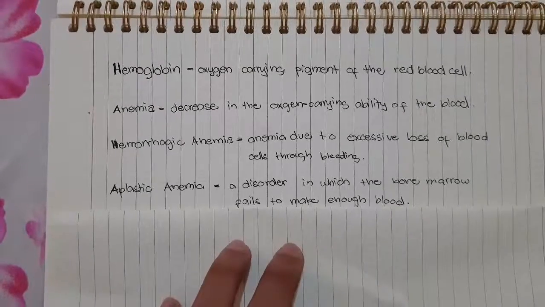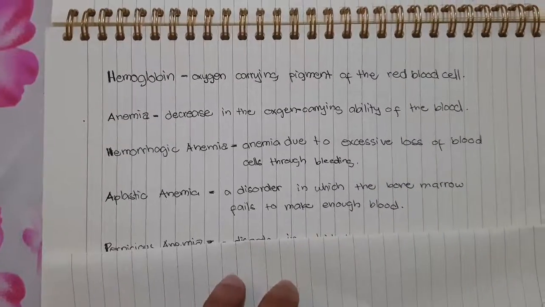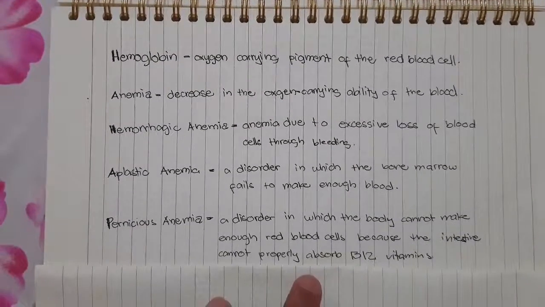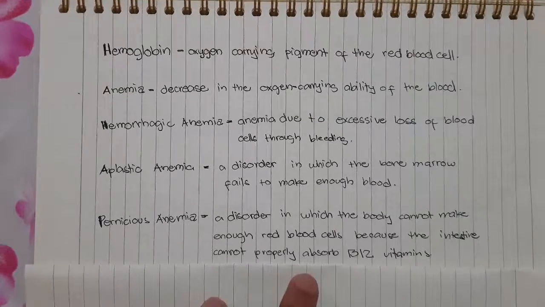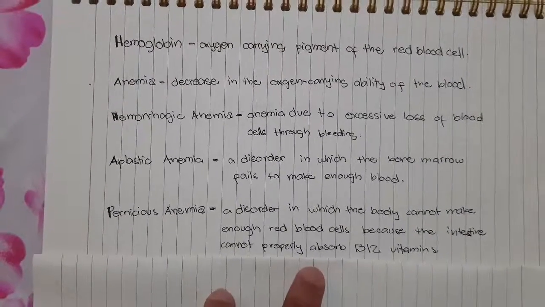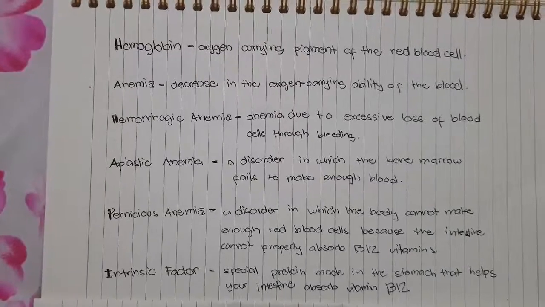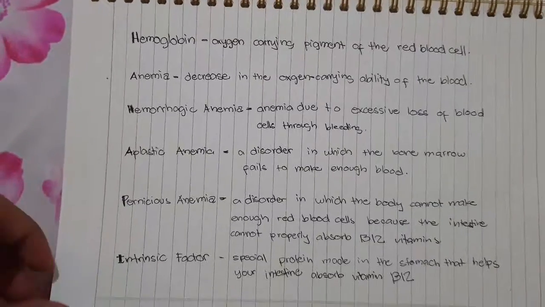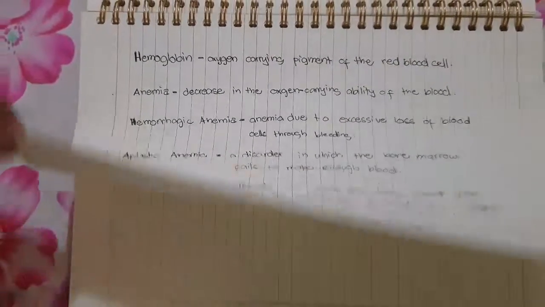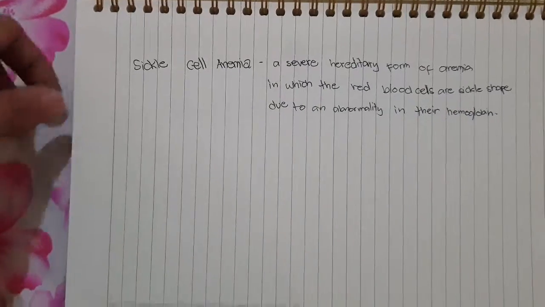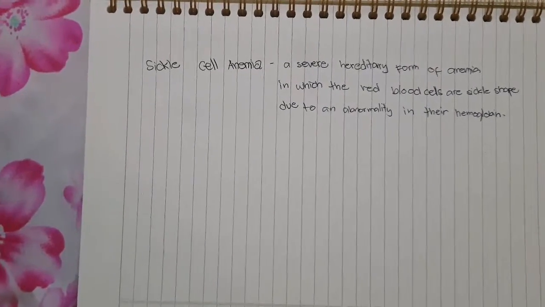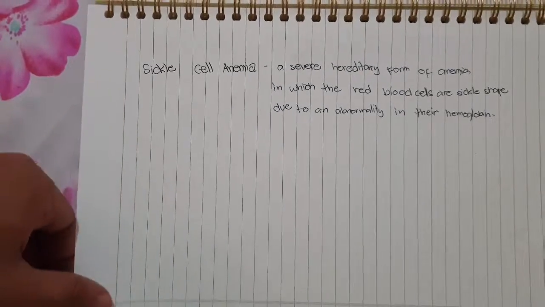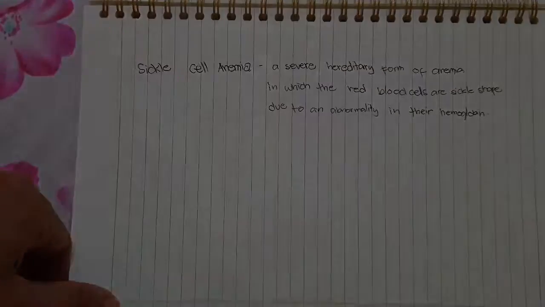The next anemia is also a failure to make enough blood, but due to a disorder in which the body cannot make enough red blood cells because the intestine cannot properly absorb vitamin B12. Pernicious anemia is accompanied by intrinsic factor, a special protein made in the stomach that helps your intestine absorb vitamin B12. The last anemia is called sickle cell anemia, a severe hereditary form of anemia in which the red blood cells are sickle-shaped due to abnormality in their hemoglobin.